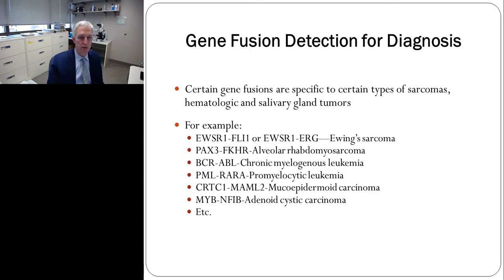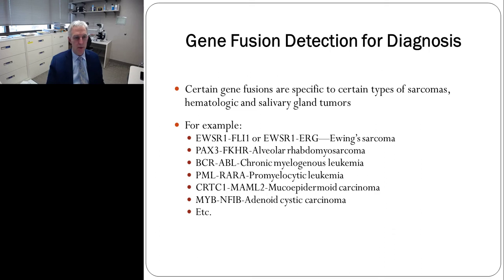Certain gene fusions are specific to certain types of sarcomas, hematologic malignancies, and salivary gland tumors. And because they're specific, they can be used to help establish a diagnosis. So a good example is a type of sarcoma known as Ewing sarcoma, which frequently has fusions that involve the EWSR1 gene with other gene partners. So EWSR1-FLI1, EWSR1-ERG are characteristic of Ewing sarcoma. And so if a pathologist is wondering if the tumor he's dealing with is a Ewing sarcoma, he may order an assay that will help identify these fusions.